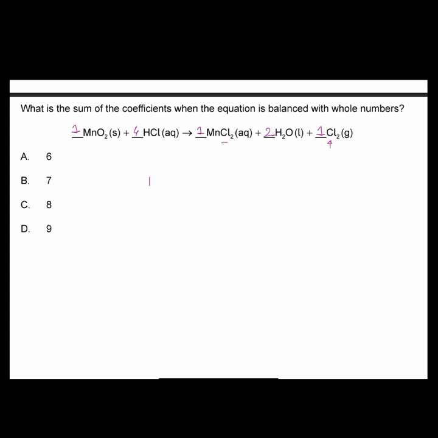So we have to find the sum of the coefficients. That is 1 plus 4 plus 1 plus 2 plus 1. That's equal to 9. So option D is the correct answer to this question.